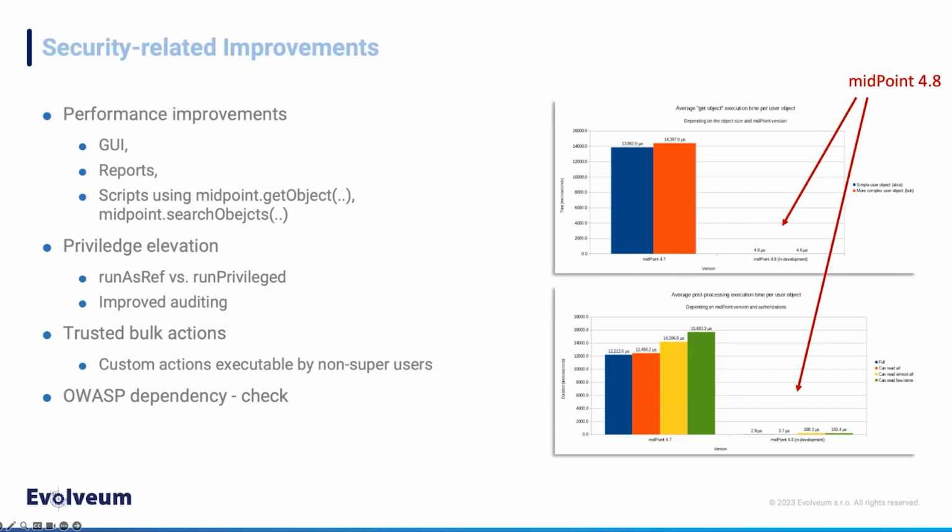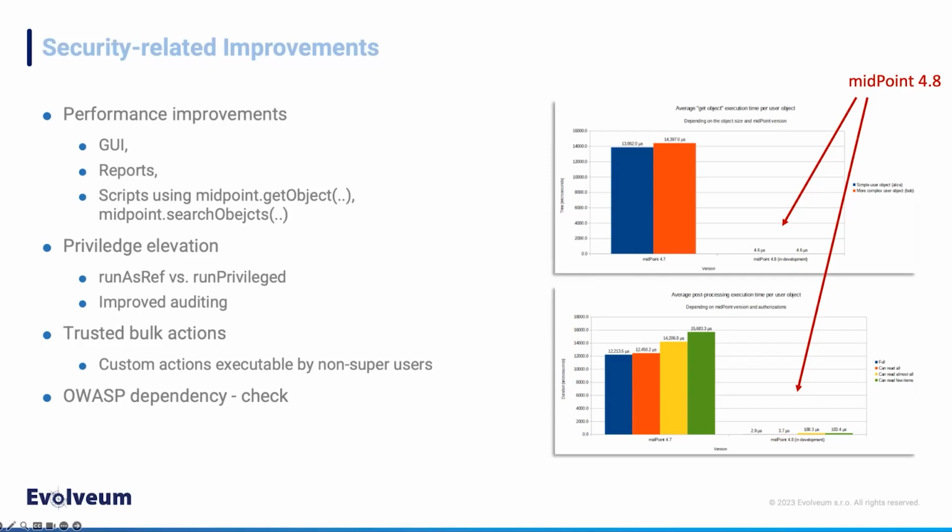Auditing was also improved for the older or previous option run as ref. Now it is possible to see which user was logged in and which actions ran under someone else.